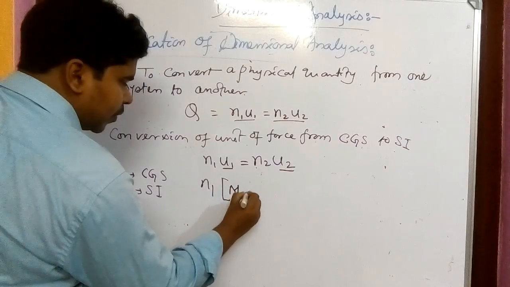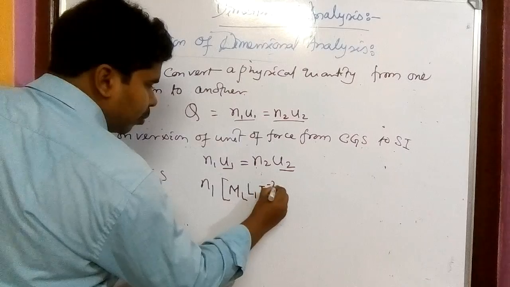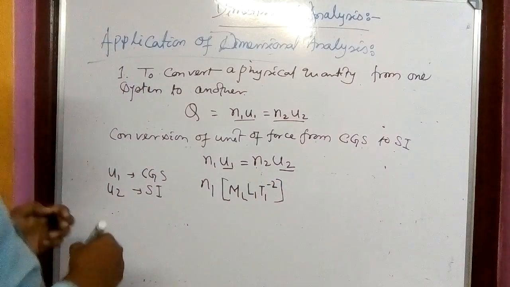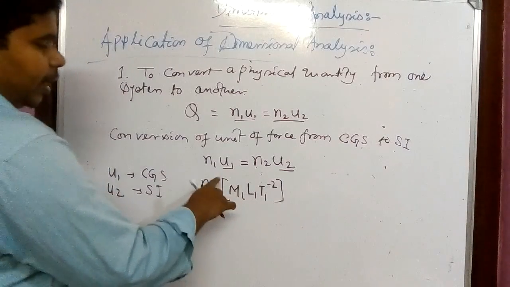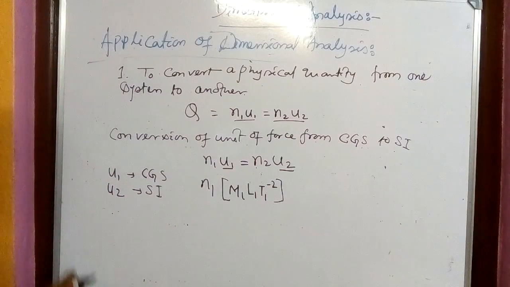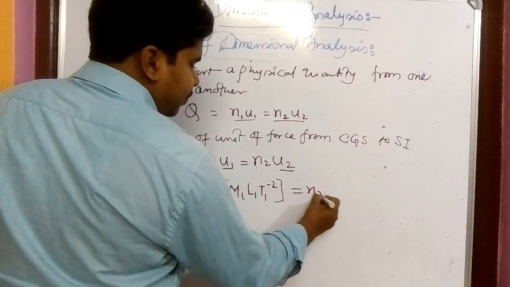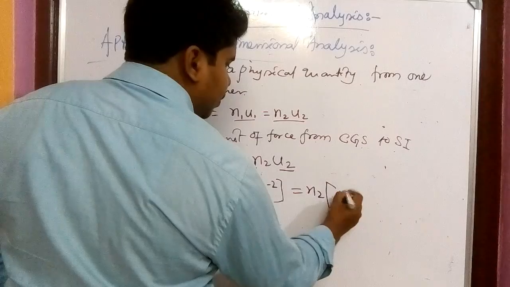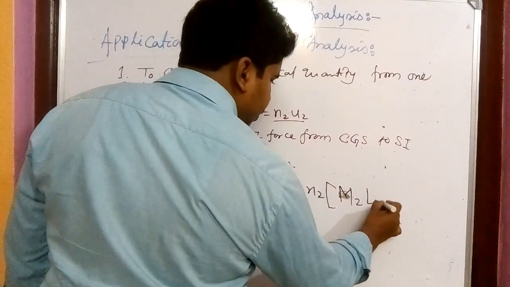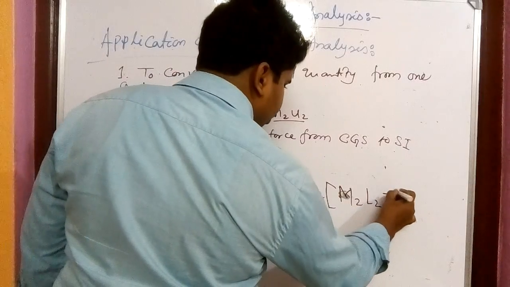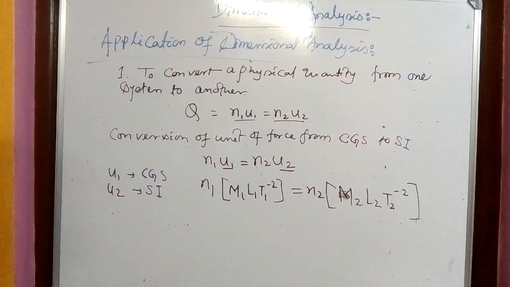N1, L1, T1 to the power minus 2, because we know the unit of force should be M L T to the power minus 2. So as it is for unit 1, we have written M1 L1 and T1. N2 is M2, sorry, that should be in capital, M2 L2 and T2 to the power minus 2. Okay, so these two unit systems are there.